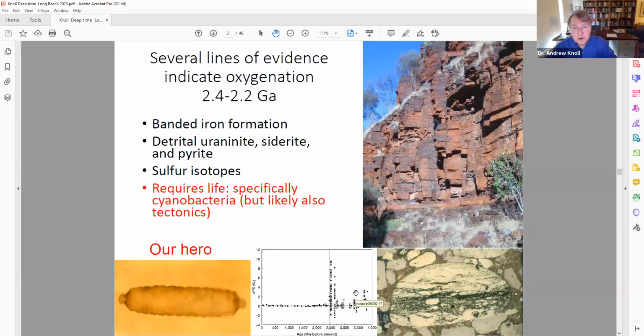So a number of lines of evidence tell us that more than 1 billion years into the history of life, we have a major change in environmental history, and that is that oxygen begins to accumulate. And the hero there is because there's only really one source of oxygen that is large enough to account for the oxygenation of the Earth's surface, and that's cyanobacterial photosynthesis.